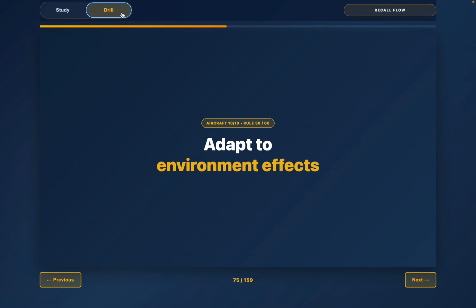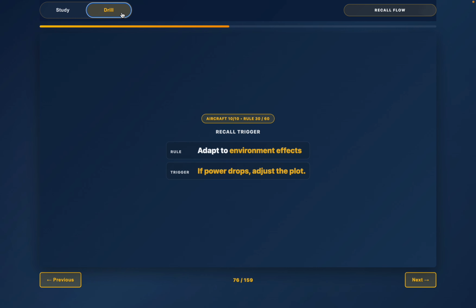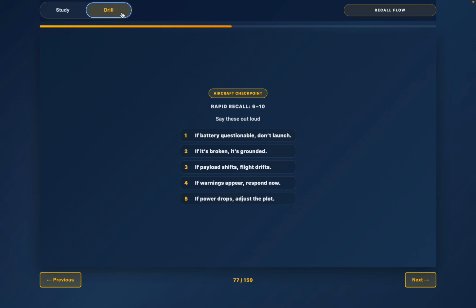Rule 30. Environment directly affects aircraft capabilities. Temperature, wind, and air density change performance margins, so be on the lookout for those things. Trigger phrase: if conditions change, adjust or abort. Final recall checkpoint: train yourself by saying them out loud. This builds your exam reflex.